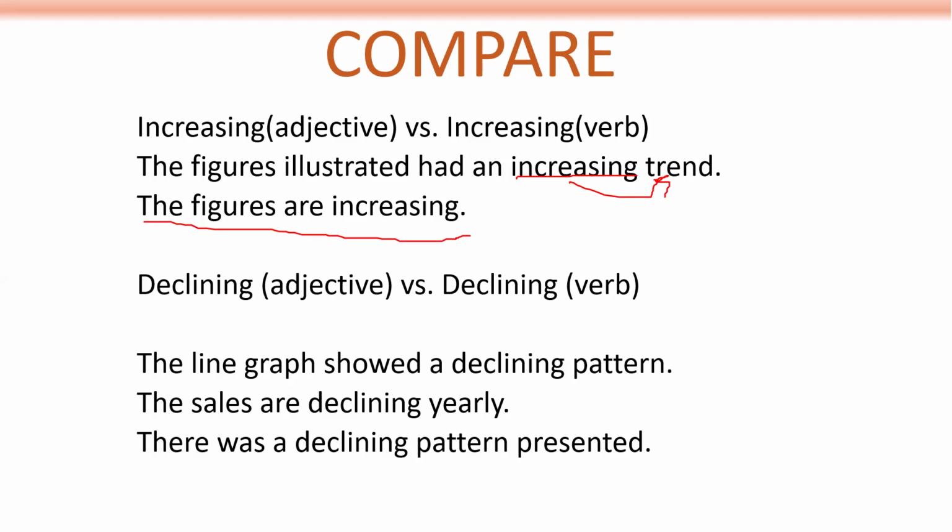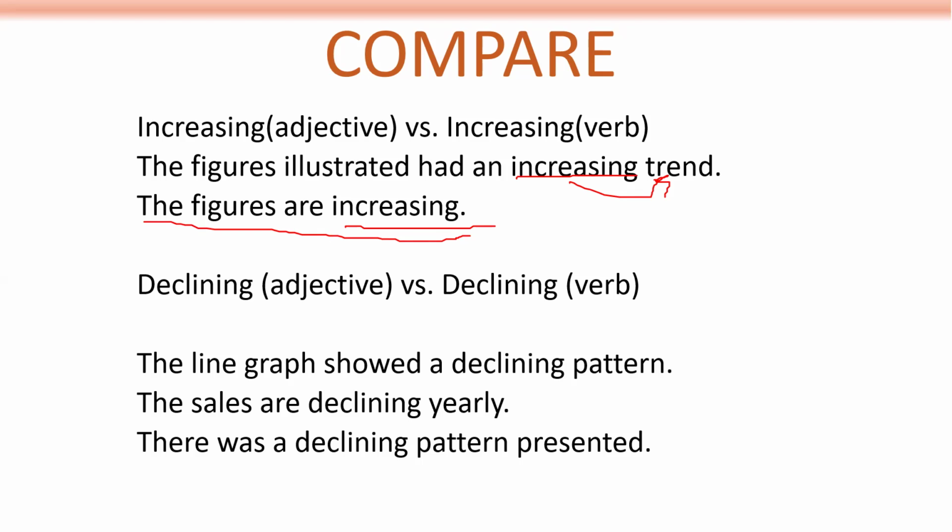Verb. Kagaya ng sabi ko kanina, I am enlightened. Okay, so this time it's used as a verb. The figures are increasing. Now, how about the word declining used as an adjective and as a verb. First example, the line graph showed a declining pattern.